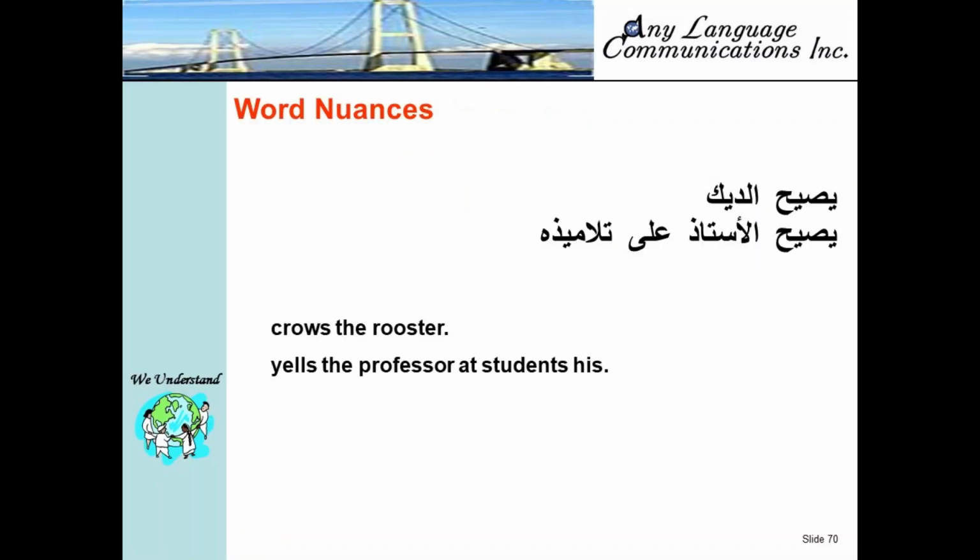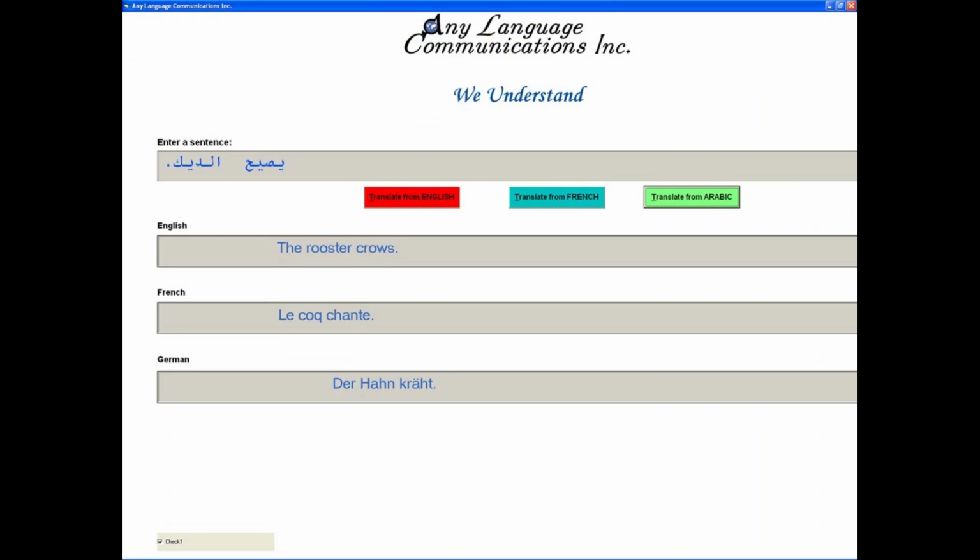Here's an example of word nuances. The rooster crows and the professor yells. Again, notice the change in the first word depending on if it's a rooster or a person. And yes, the rooster crows and the professor yells.